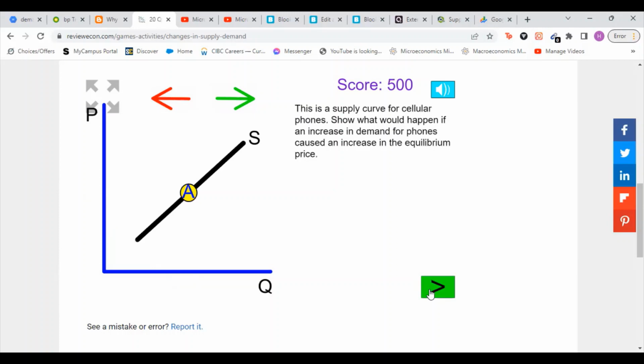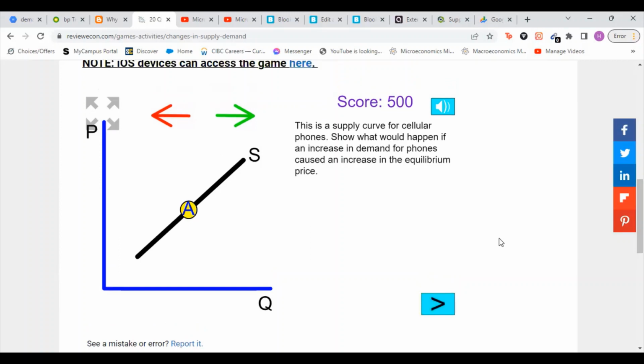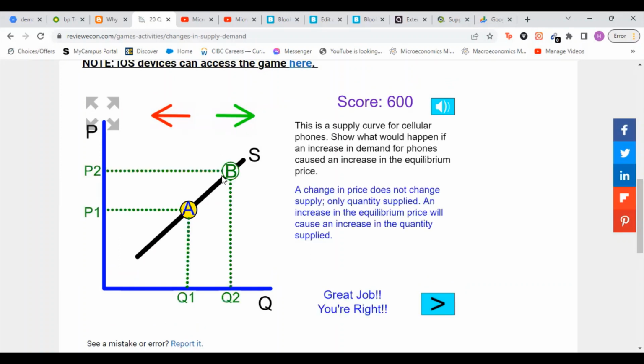This is a supply curve for cellular phones. Show what would happen if an increase in demand for phones caused an increase in the equilibrium price. What would happen? So it'd just be a move. Good try. Since it's a price change, it's a movement along the curve.